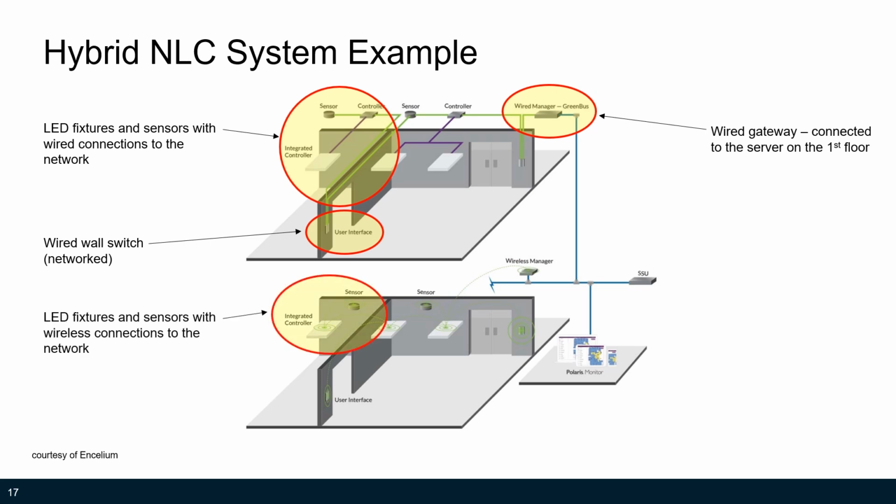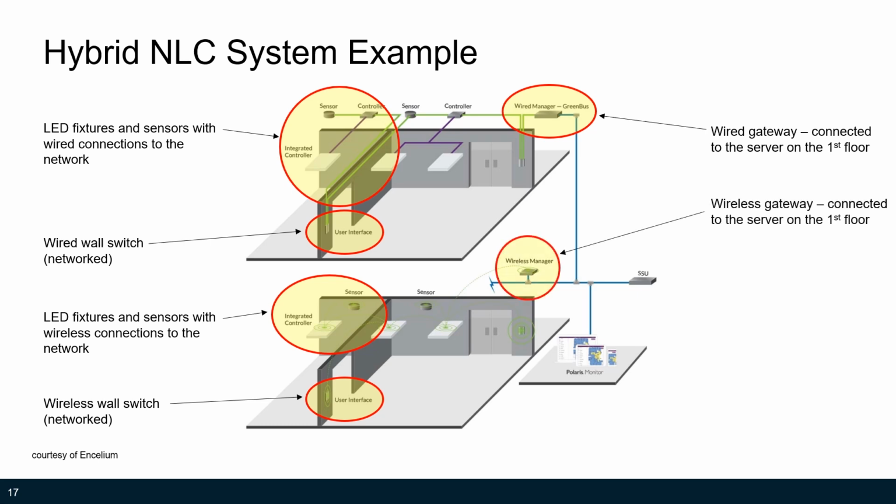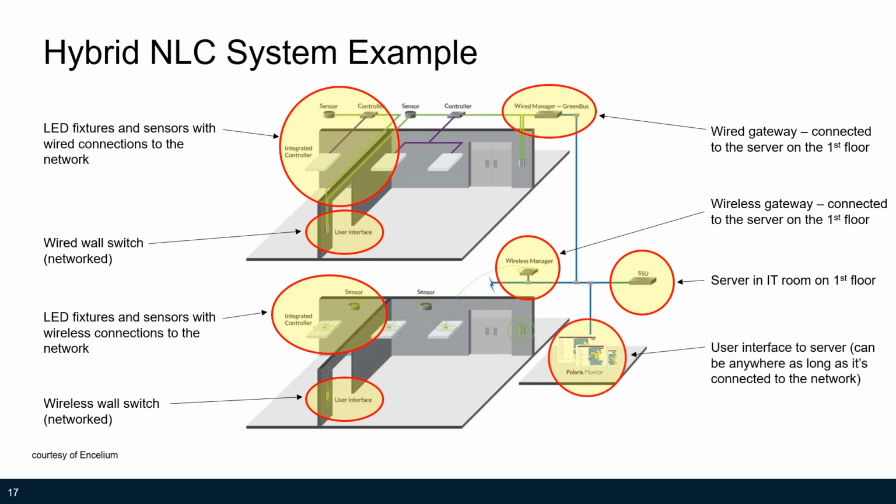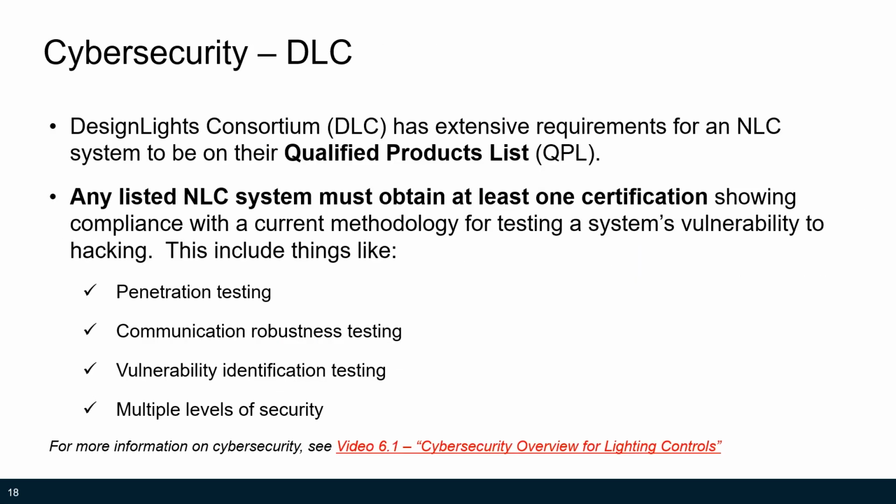On the first floor, for some reason, they've chosen to use a wireless system, so the fixtures and sensors are connected via radio. So are the switches. So here's the wireless gateway for the devices on the first floor. And then both gateways, those on each floor, get connected back to the server down here located on the first floor, as well as the interface to the server to allow you to commission this system.